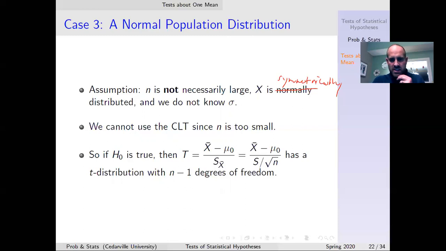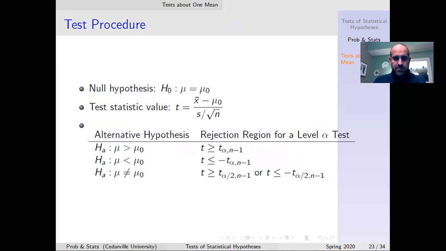If H0 is true, then that t equal to x bar minus mu 0 over s sub x bar, which is just s over the square root of n, has a t distribution with n-1 degrees of freedom. So there, instead of looking stuff up in the z table, you're going to look it up in the t table. Look up the specific t distribution with n-1 degrees of freedom, and that will do the job for us. Similar situation here, but the rejection region is set up differently.